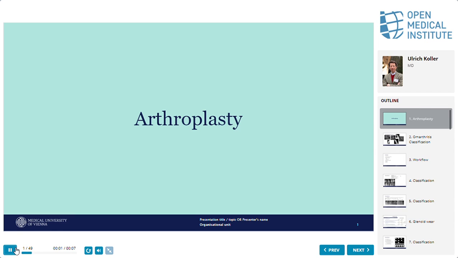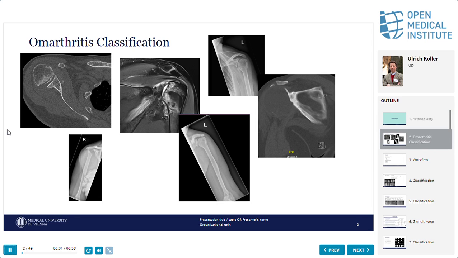Okay, so let's finish the shoulder session with the arthroplasty topic. We see these kinds of patients in our outpatient clinic. What you see here is the CT scan, MRI scan, and normal X-ray. Here is a normal X-ray with a head, and one with no head. So now it's important for me to have a good classification.